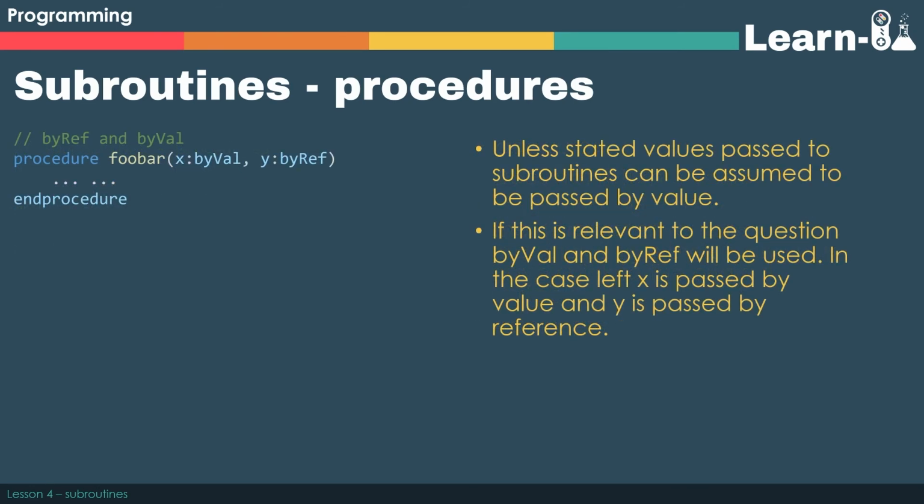OCR like you to be aware of 2 different types of passing parameters, by value and by reference. If you don't see by val or by reference, you can assume that they are passing by value. The main difference between the two is that by value is a copy of the original data, meaning that if we change x in our foobar procedure, the original data will not be changed at all. Y, being passed by reference, has a link to the original data. Therefore, when we change y, the original data will change too.